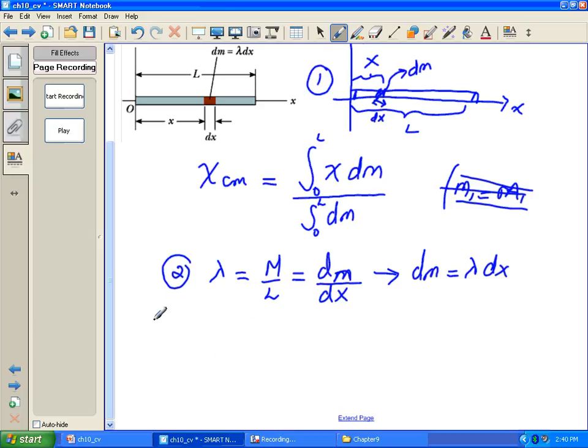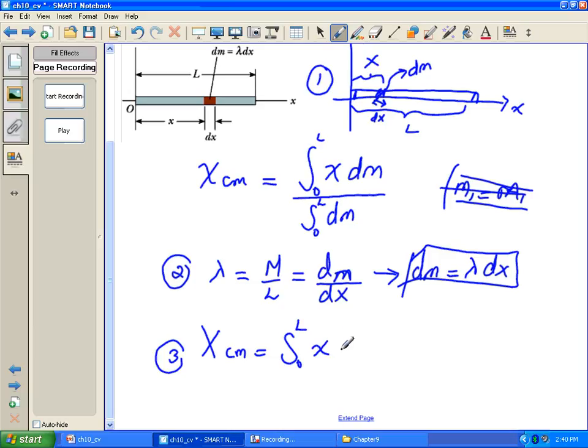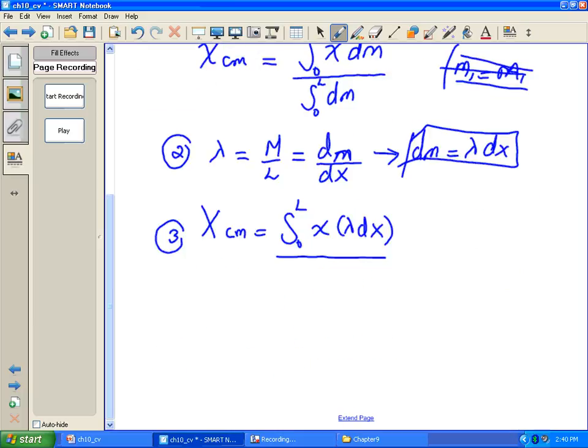Okay, now the third thing that we do is to substitute this expression here into our integral and perform the integration. X center of mass equals, we know we're summing from 0 to L, x, but instead of writing dm, we're going to write lambda dx divided by the sum, or integral, of lambda dx.